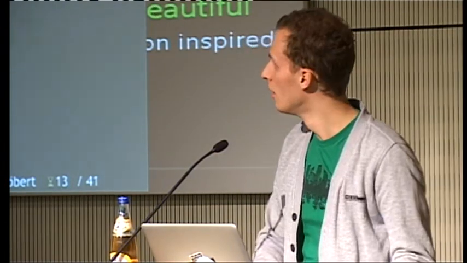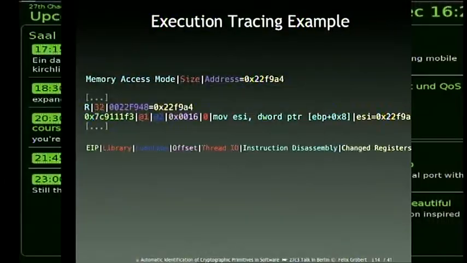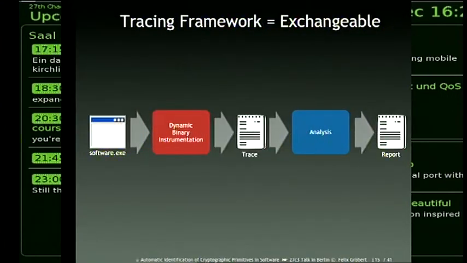The trace file looks like this. We have a line, for example, for memory access, where you can see a read of 32 bits at a specific address and the value actually read. And you have lines for instruction addresses with a compressed library name, compressed function name, an offset to the function, thread ID, and a disassembly and changed registers. So if you collect the trace file, you can later on put this trace file into the analysis phase.